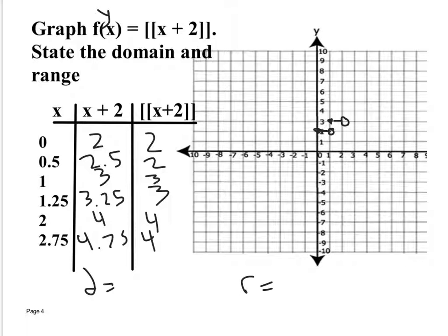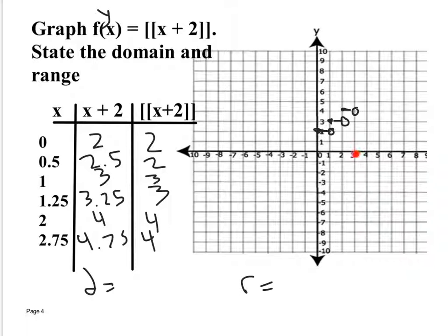But let's use the last one. We went with 2. What would be my y coordinate? 4. So I put a closed dot at 4. And it's an open dot at 3 and then a line in between. What's the y of 2.75? 4. So it stays, and you can see from here to here stays here. The y coordinate doesn't change.